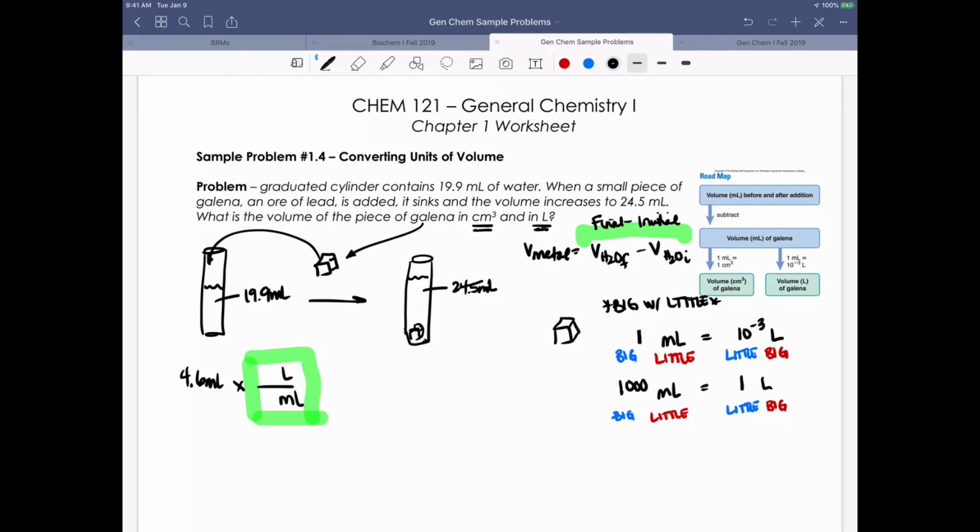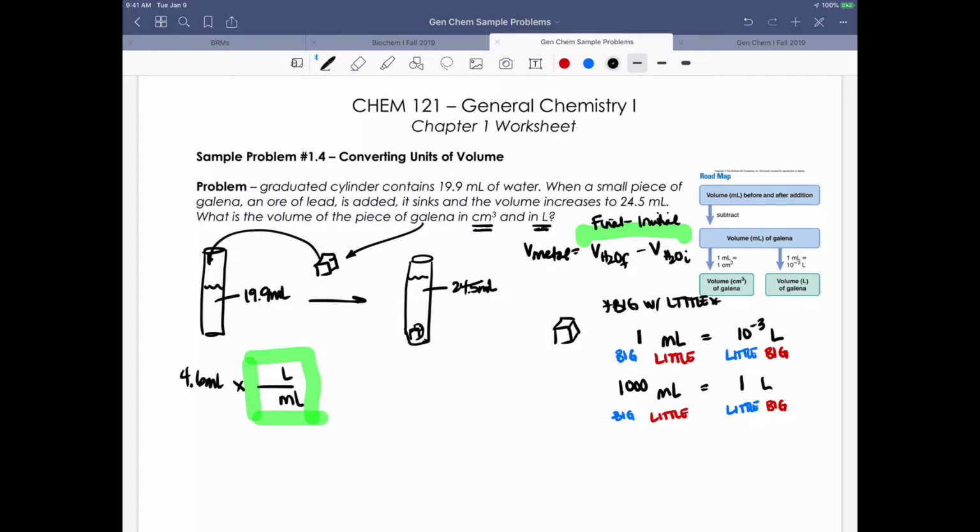So a little side note here, just to highlight the importance of making sure that when we do these prefix conversions, because this is a common place where students will make mistakes and they'll have the wrong number with the unit. We need to make sure that's correct, because otherwise you'll be off by a factor of 1,000 or even more. So in this case, we want milliliters to go away.